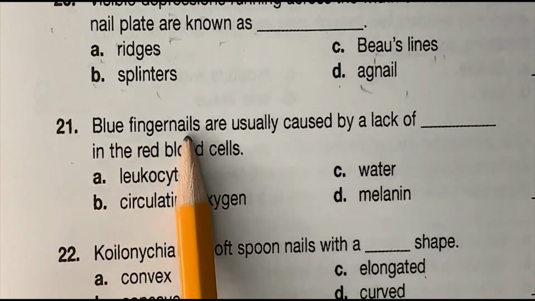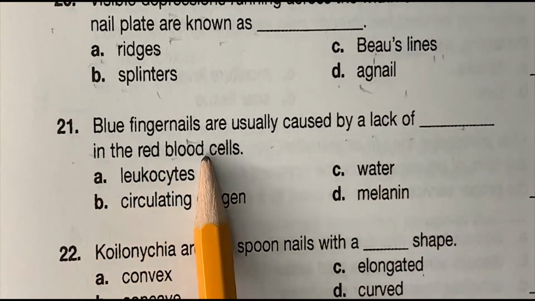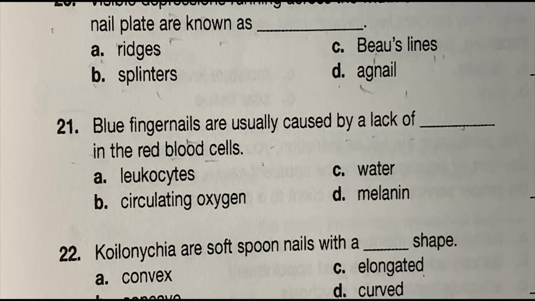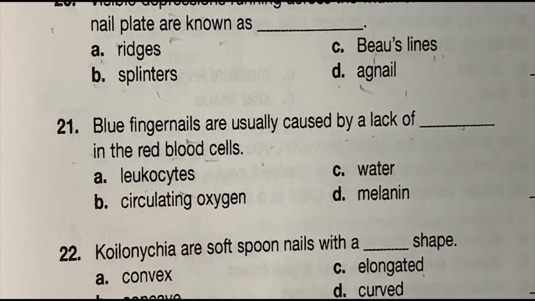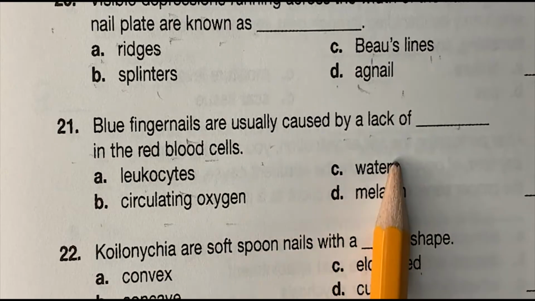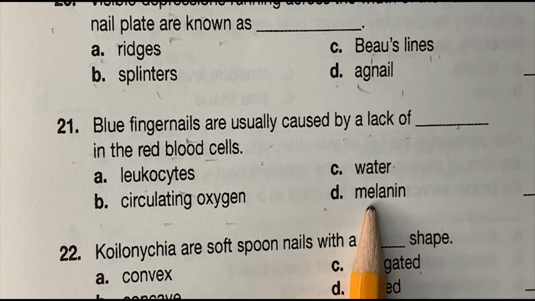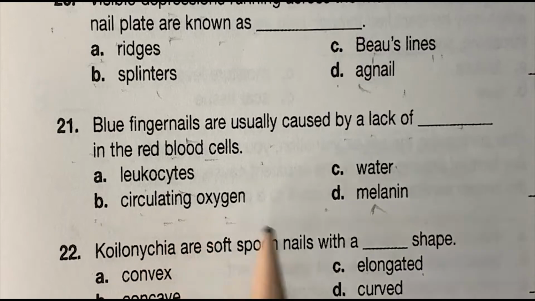Number 21, blue fingernails are usually caused by a lack of blank in the red blood cells. Is it A, leukocytes, B, circulating oxygen, C, water, or D, melanin? And your correct answer is B, circulating oxygen.